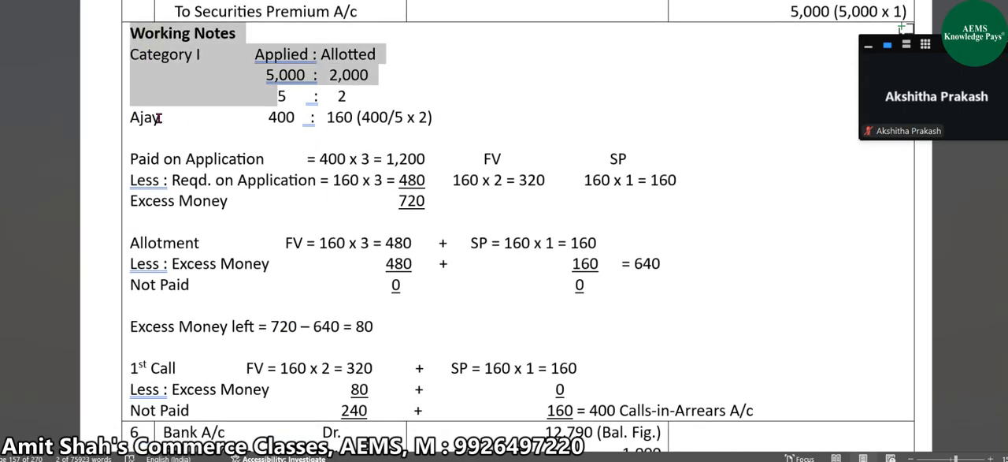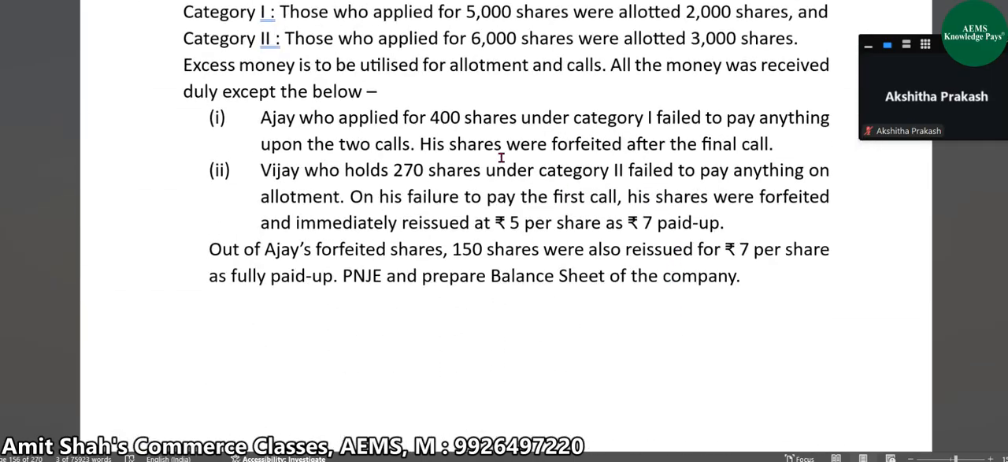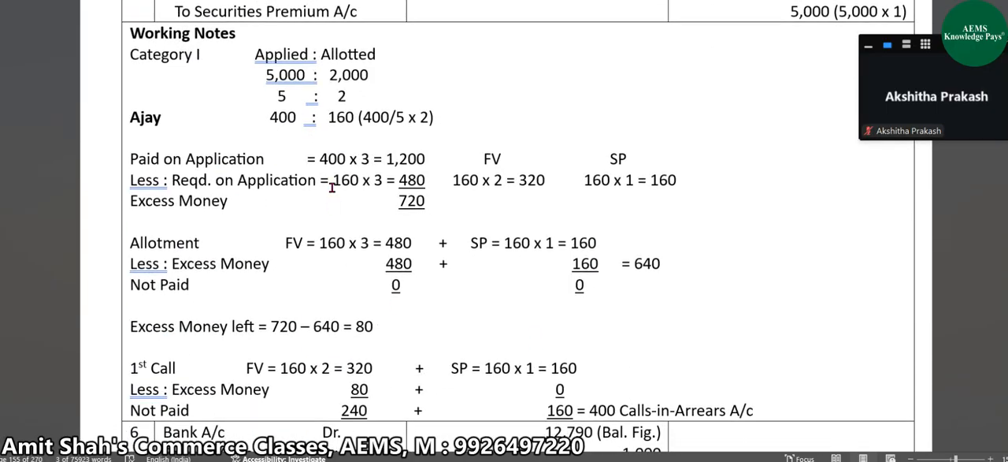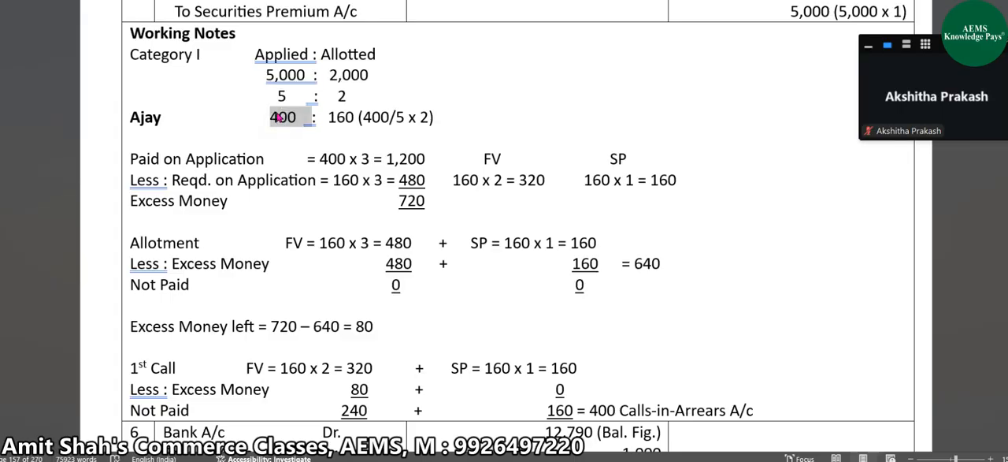Here I have made the working note for Ajay. If you see, Ajay is here. Applied to allotted is 5:2, right? As per the question, he has applied for 400 shares. So we have to first find how many shares were allotted to Ajay. For that we found the ratio of applied to allotted. Below applied, we wrote the number of shares given to us in the question, that is the number of shares applied by Ajay, 400. And with this information, we have got the number of shares allotted to Ajay. That is 400 divided by 5 into 2, and that gives us 160. It means Ajay was allotted only 160 shares, though he applied for 400 shares.